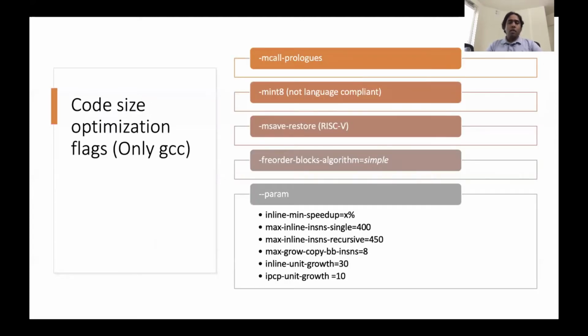There are some compiler optimizations which are only available in GCC. So these flags are not in LLVM. But it is good to know if you are using GCC. GCC is a widely popular compiler, and it is quite commonly used in the RISC-V space as well. So it is good to learn about these. The first one is -mcall-prologues.